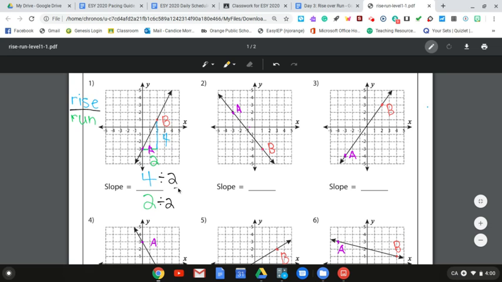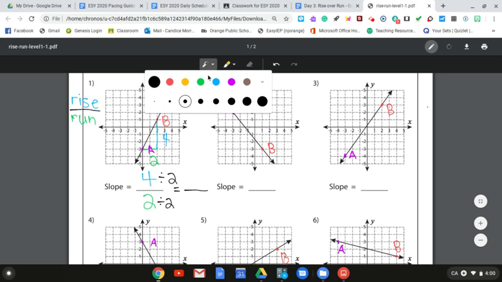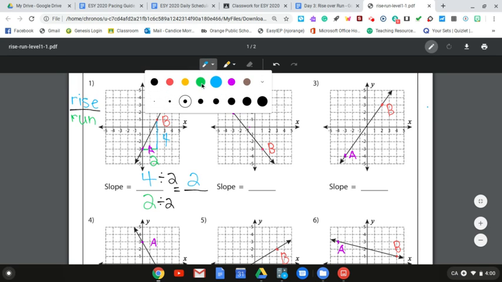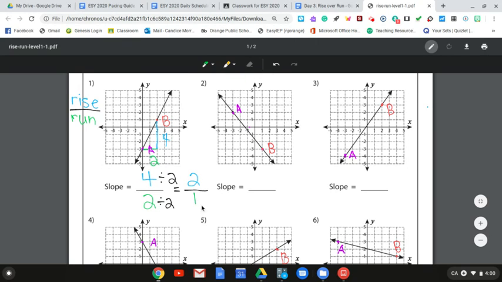And your answer, I'm going to put a little equal sign here, another line, is what's 4 divided by 2, everybody? 2. And then lastly, what is 2 divided by 2? That should get you 1. So the answer to your slope for this one is 2 over 1, or you can just say 2, because 2 over 1 equals 2. So that is it for slope. This one will be fully done for you. You'll just have to do numbers 2, 3, 4, 5, and 6 on your own. So that's five of them.